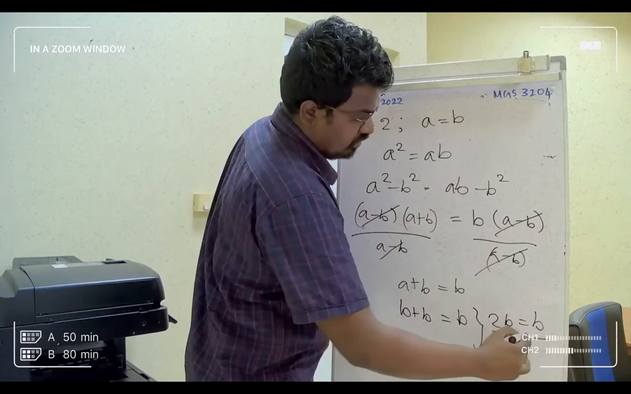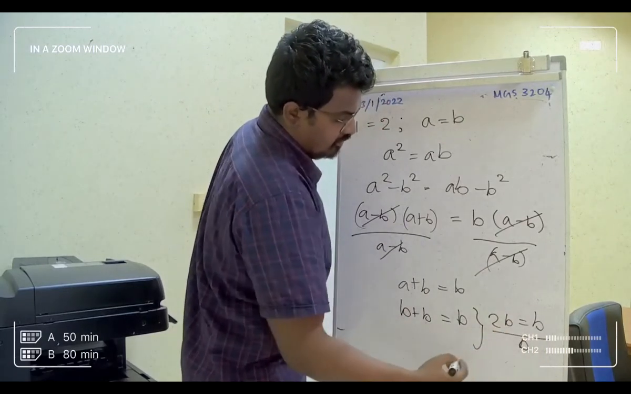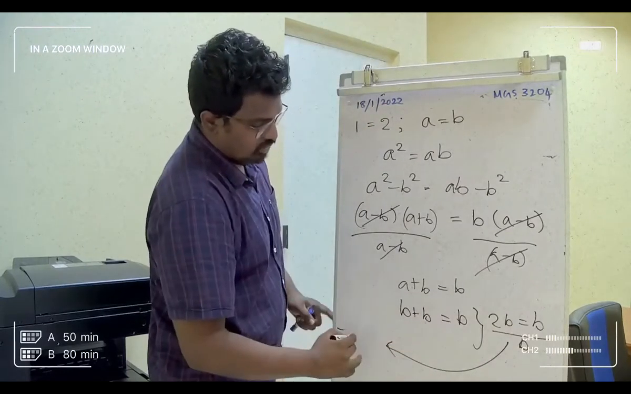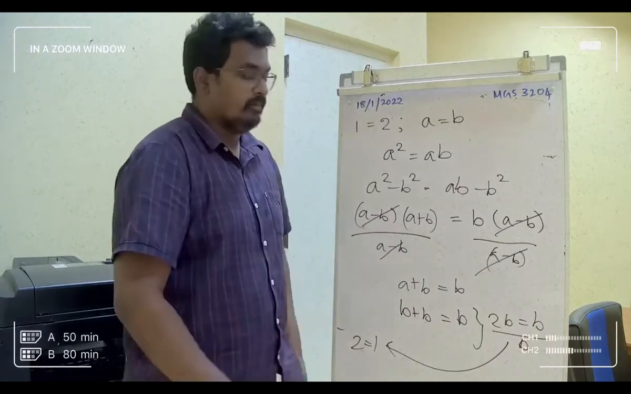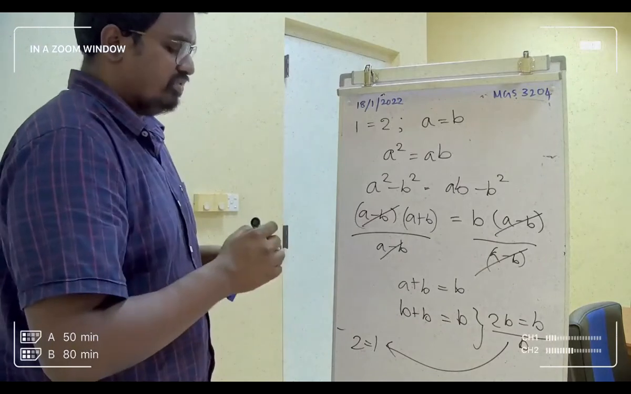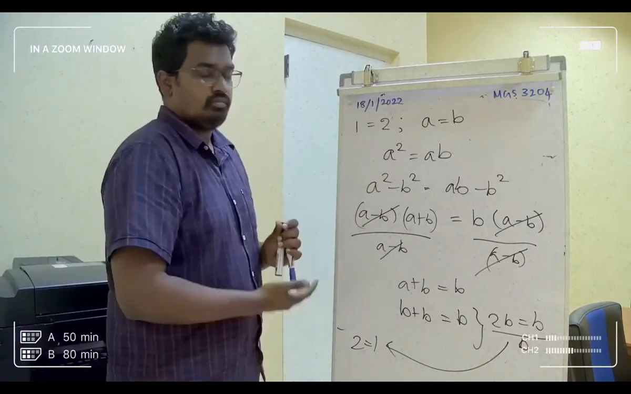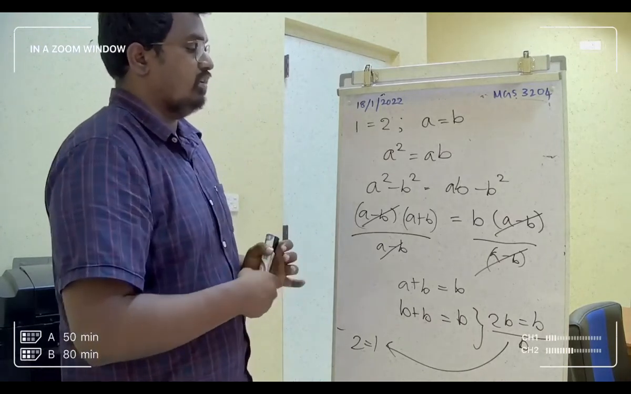If I divide both sides by b, because we can divide by b, then finally this will be what? 2 equals 1. So okay, 1 equals 2 or 2 equals 1, the same thing. So now I am here with the proof to say that 1 equals 2. Now you need to show me the problems here.